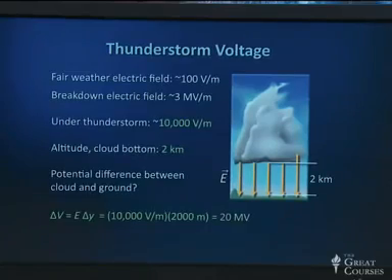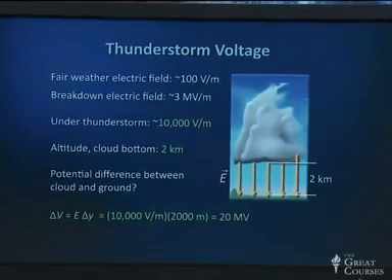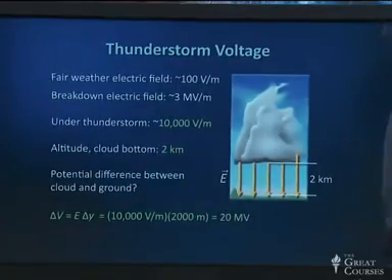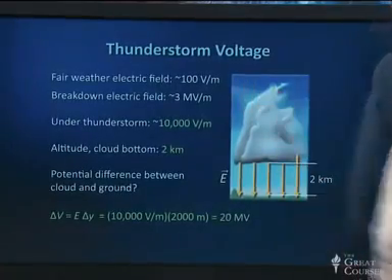That's a big voltage. But that's the voltage between the bottom of the cloud and the ground. Because that's over 2 kilometers, it's still a lot less than the 3 million volts per meter that it would take to break the air down.